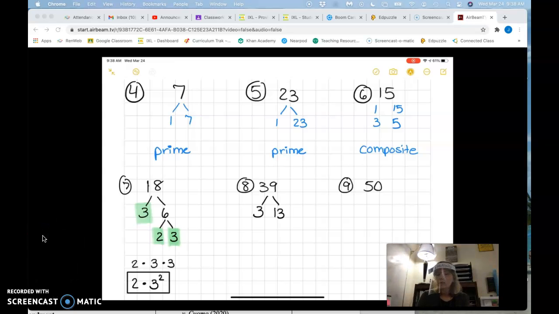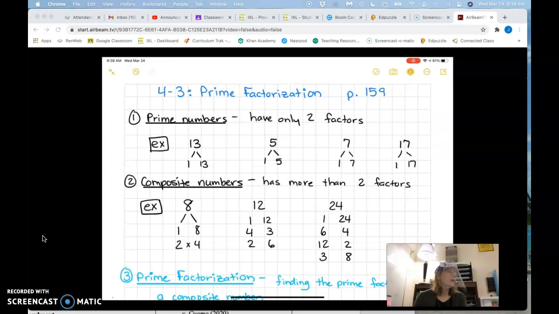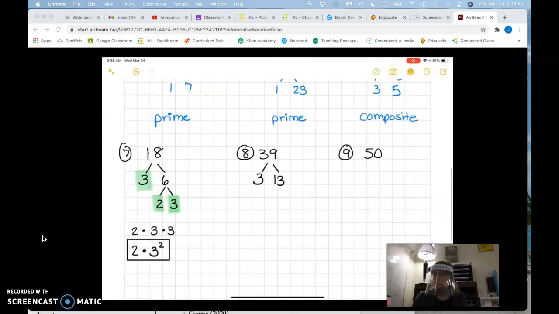So, can I break 3 down anymore? No, it's just 1 and 3. Can I break 13 down anymore? What equals 13? Nothing. So guess what? Those are going to be my prime factors. And I recommend circling your prime factors in your factor tree so you don't miss one when you're writing them down. So this time I have no repeated factors, so my answer is just going to be 3 times 13.